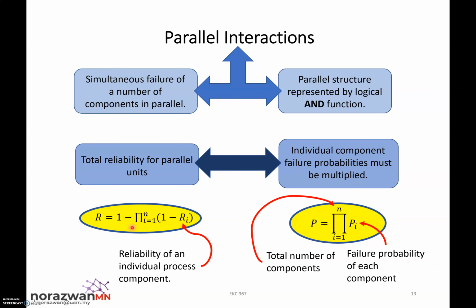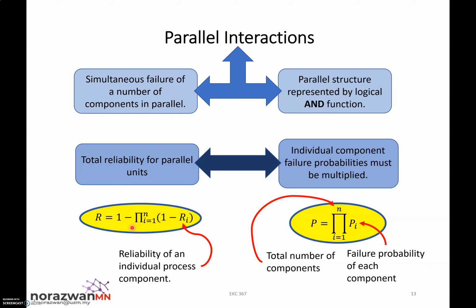For now you just need to understand the function of the OR gate and the AND gate, because these gates will be used during our fault tree analysis (FTA) after this. After we go further into the interaction between process units, we will look at fault tree analysis and event tree analysis.